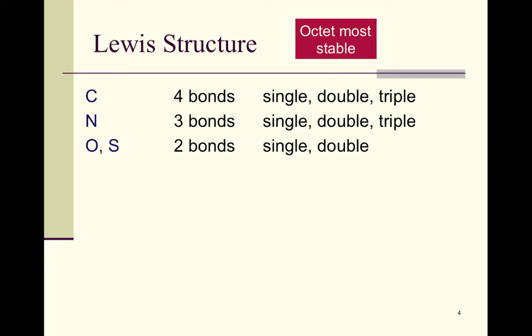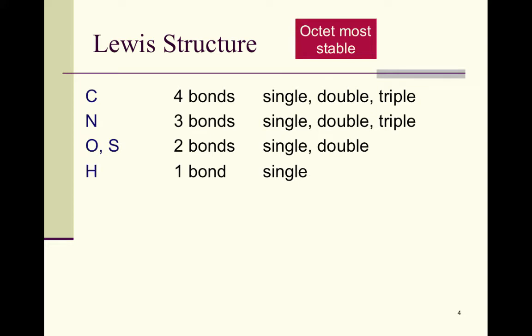We are not going to be talking about that right now, maybe later on in this semester, maybe even next semester. So right now, let's take a look at these 2 having 2 bonds, the preferred number of bonds. So that means either oxygen or sulfur can have 2 single bonds or 1 double bond.